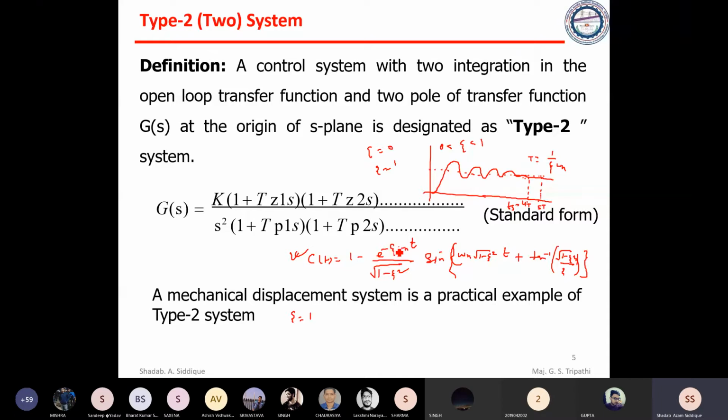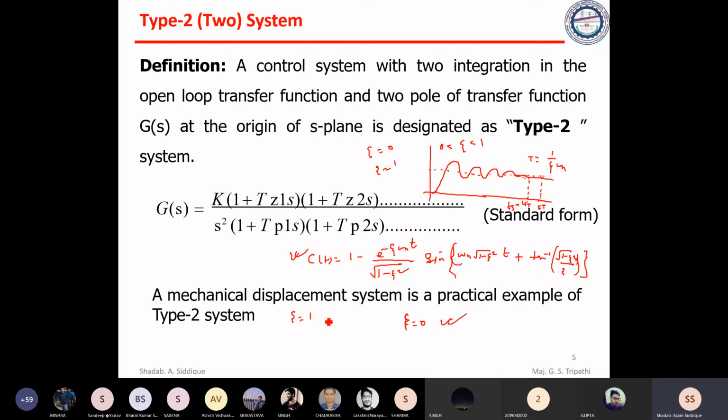Something divided by a finite value divided by 0 is called an infinite value. So we cannot substitute zeta equal to 1 directly, although zeta equal to 0 we can substitute directly. If you substitute zeta equal to 0 directly, you get an equation with finite terms, so you can go through zeta equal to 0 directly.